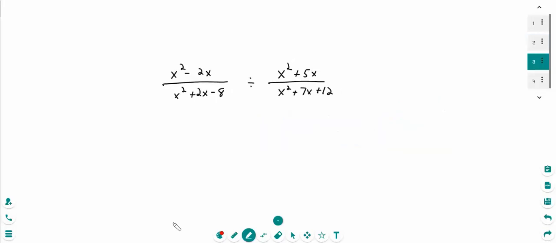All right, now we're going to switch gears just a little bit here. We're going to talk about division of two nasty rational expressions. Okay? And it's going to be the same process. We're going to employ factoring here to try to make things a little bit easier. But there's just one step that we need to do first.